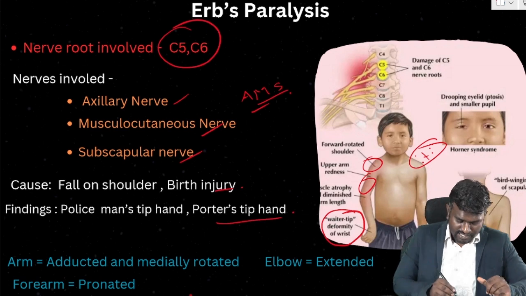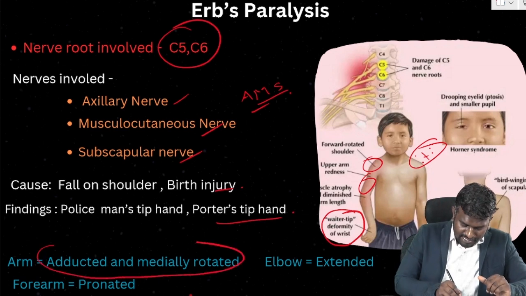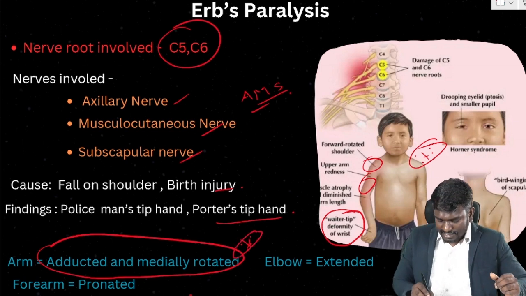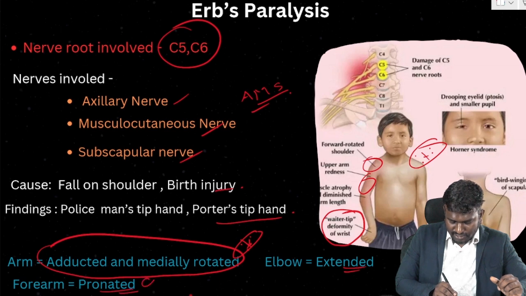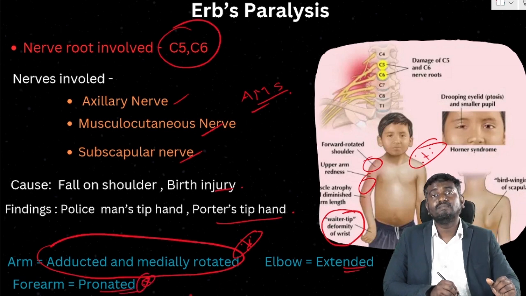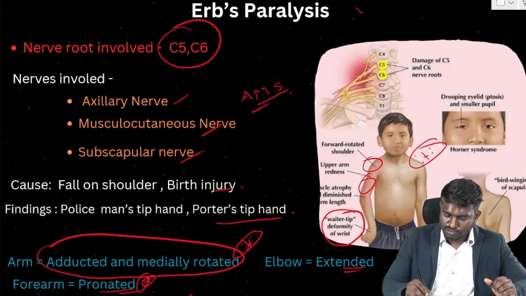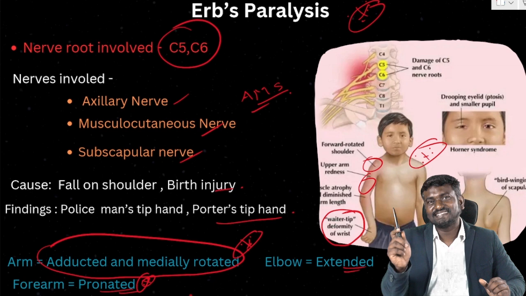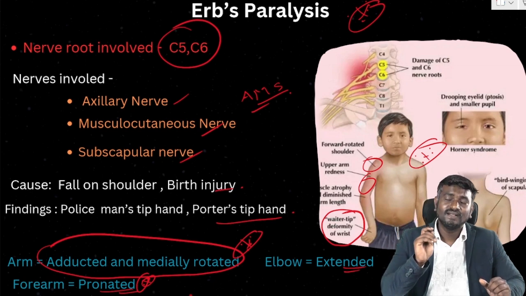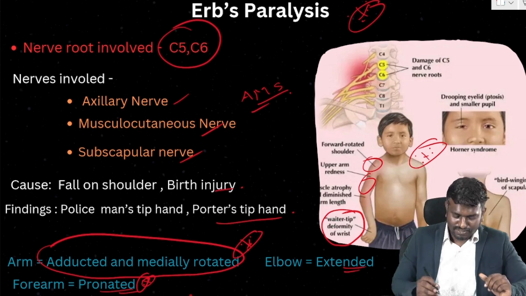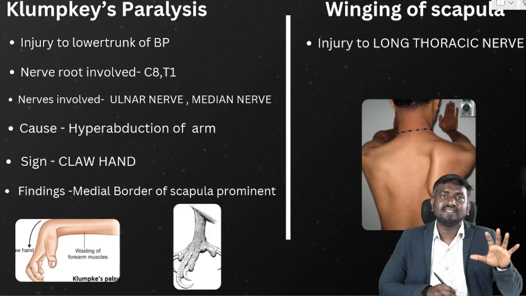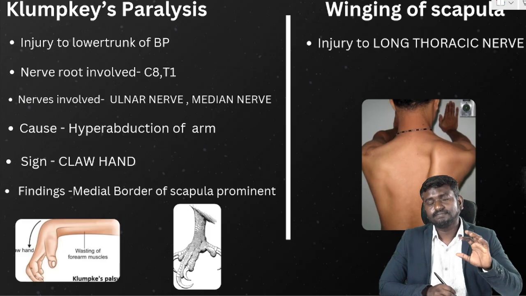The arm of the patient is going to be adducted and medially rotated, very important. Secondly, the elbow is going to be extended, and third, the forearm is going to be pronated. So this is going to be very important for the exam. Erb's paralysis: nerve roots involved are going to be C5 and C6. Nerves involved are going to be AMS: axillary nerve, musculocutaneous nerve, and also subscapular nerve. Please remember the mnemonic AMS.